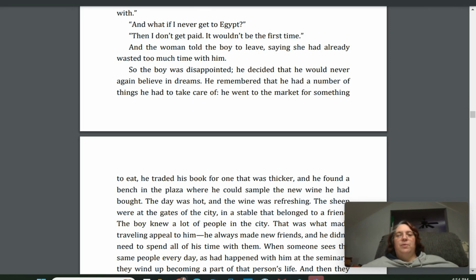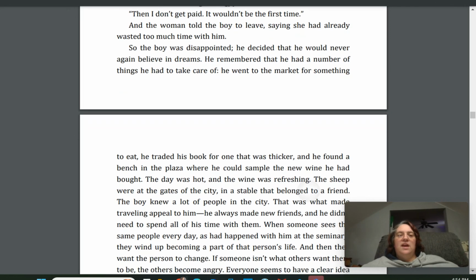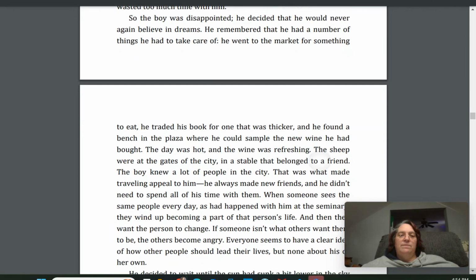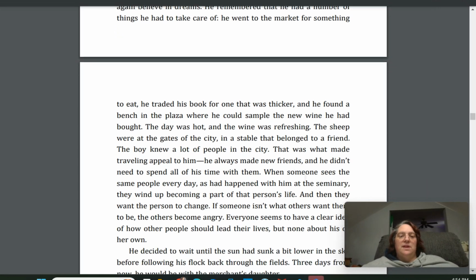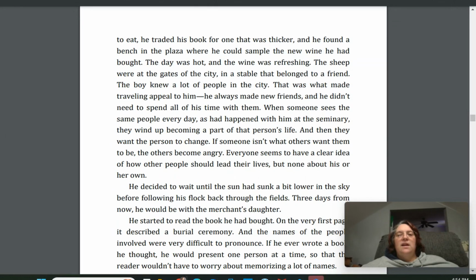And the woman told the boy to leave, saying she had already wasted too much time with him. So the boy was disappointed. He decided that he would never again believe in dreams. He remembered that he had a number of things he had to take care of. He went to the market for something to eat. He traded his book for one that was thicker, and he found a bench in the plaza where he could sample the new wine he had bought. The day was hot and the wine was refreshing.